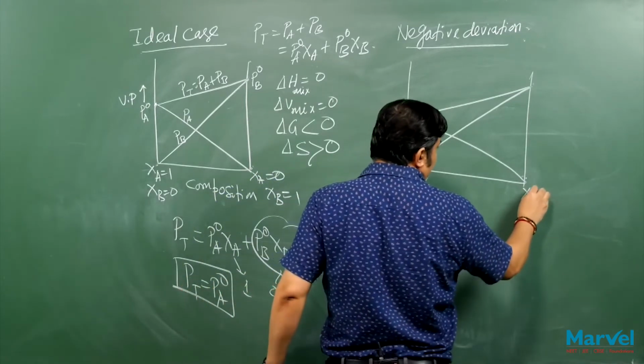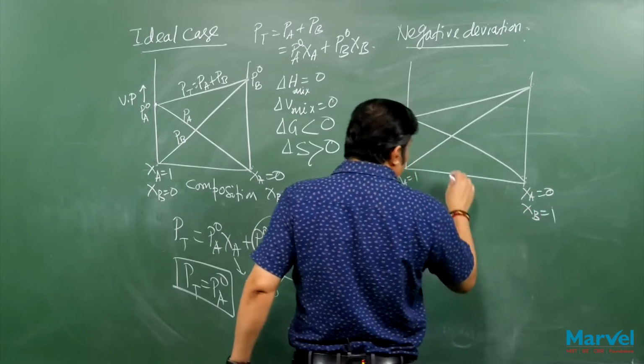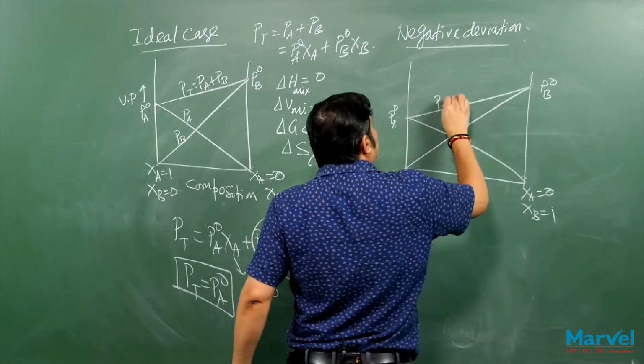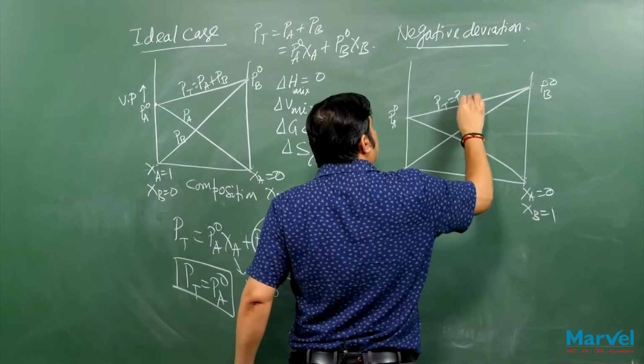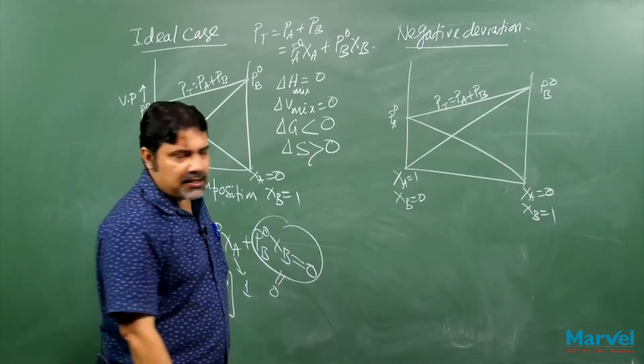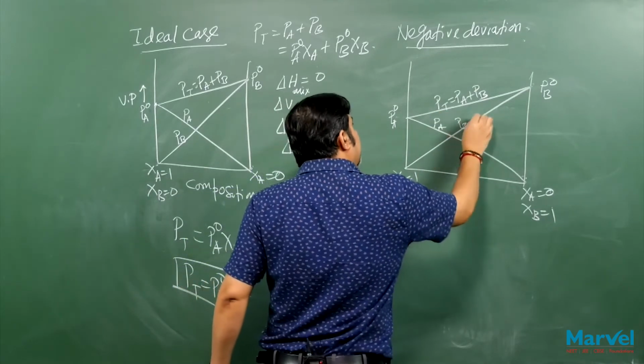At this point the mole fraction of A is 0, the mole fraction of B will be equal to 1, and now this point will be PB naught. This is nothing but PT will be equal to PA plus PB, and PA will be equal to PA naught into the mole fraction of A. This line is PA, this line is PB. Already you know all those things.